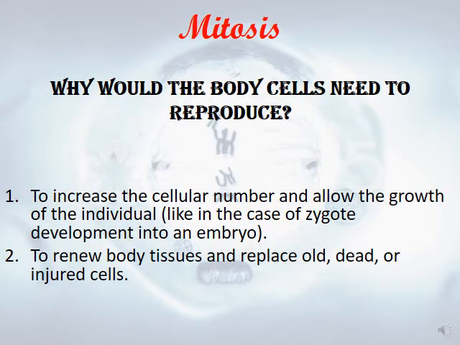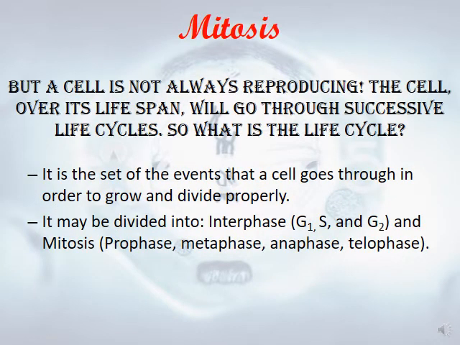Why would the body cells need to reproduce? First, they need to increase the cellular number and to allow the growth of the individual. Example, the case of the zygote developing into an embryo. Second, to renew the body tissues and replace the old, dead or injured cells with new cells. Is the cell always reproducing? The cell over its lifespan will go through successive life cycles.